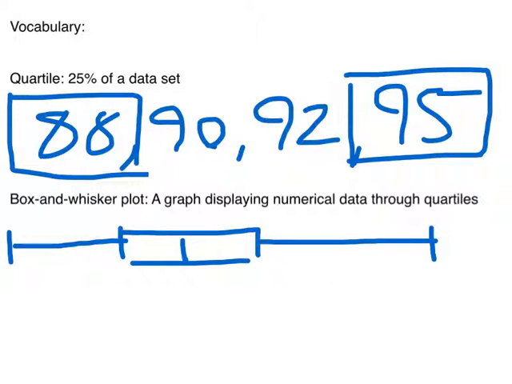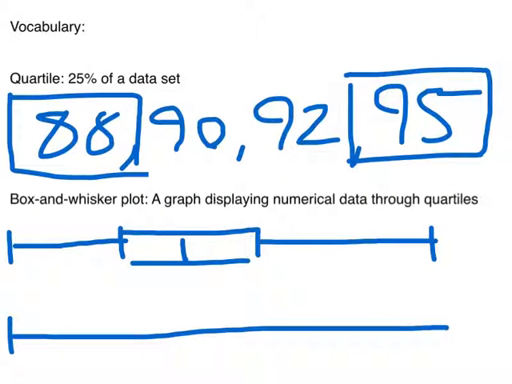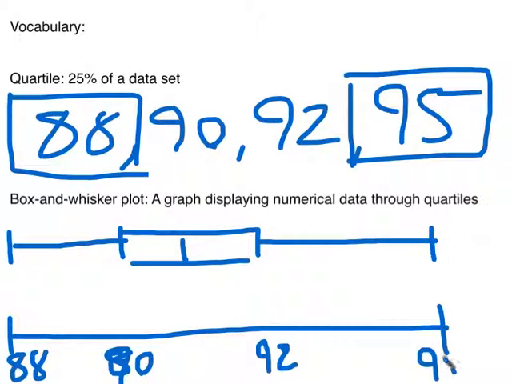So if you had this on a number line, oh, another thing, whenever you have a box and whisker plot, you've got to have a number line. So if you had it on a number line, you'd have 88 down here at the lowest. You'd have 90 here, 92, and then 95. So your median right in between 90 and 92 would actually be 91. So that's a box and whisker plot.